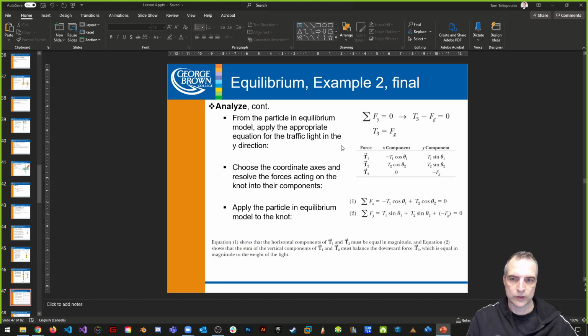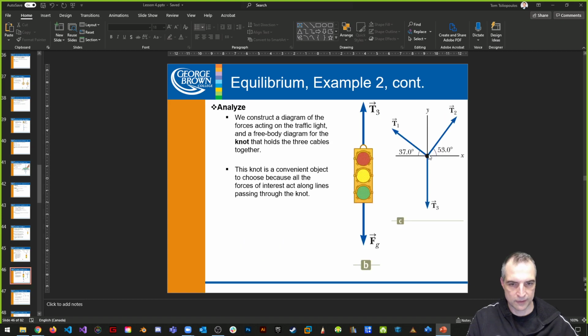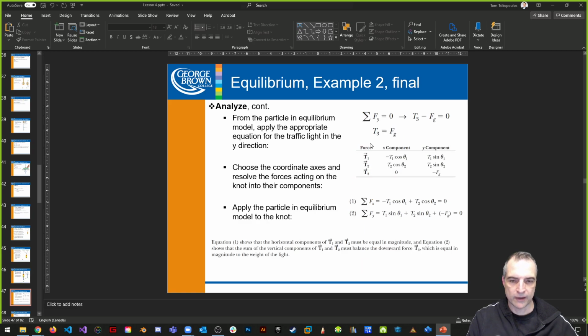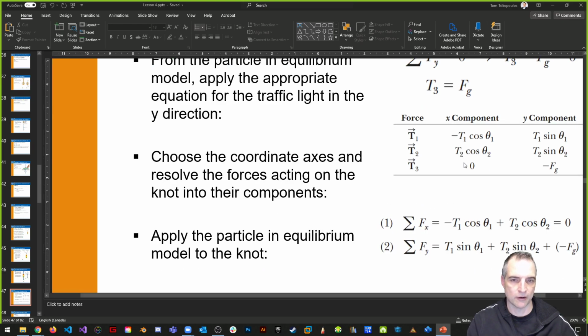Next, we start summing up and splitting up each of the components of tension that we know about. So we can say that the sum of all forces on the y-axis must be 0, because T3 minus the force of gravity is 0. That means that the sum of all forces going this way must be 0. I'm just going to zoom in here so you can see this.